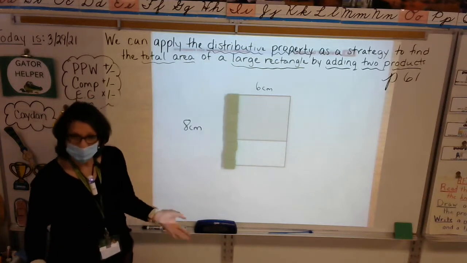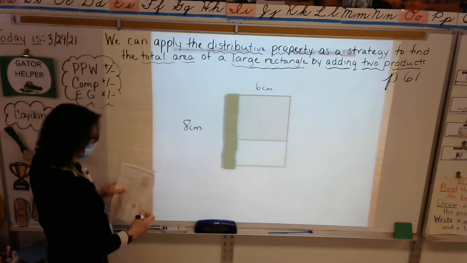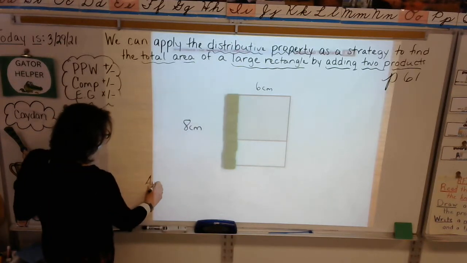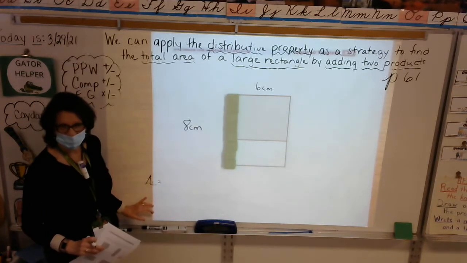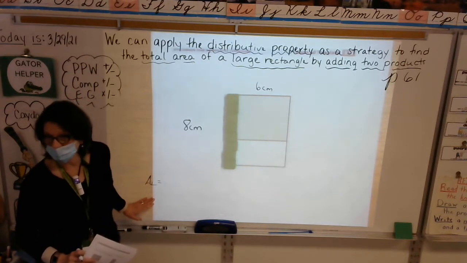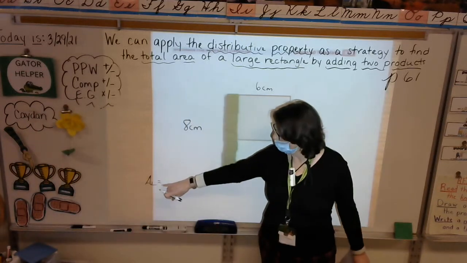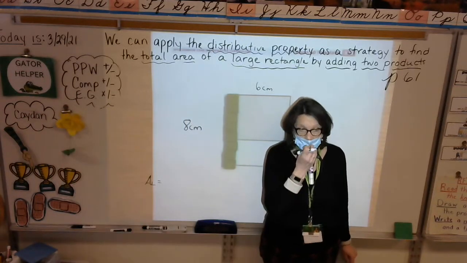Okay. So what is the area of our large rectangle? Let's write a number sentence down at the bottom of the page. So the area, and you know what? I'm going to put L beside it. Do you know what L stands for? Area of large rectangle, okay? So everybody put area equals, put that little L by it. And what number sentence would we write for it?